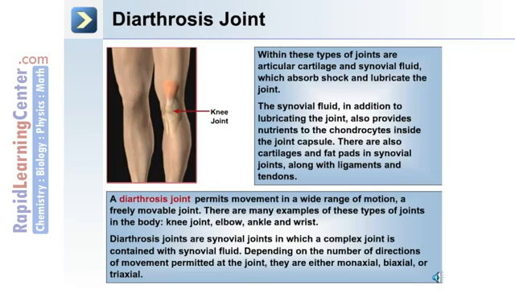Within these types of joints are articular cartilage and synovial fluid, which absorbs shock and lubricates the joint. Also, the synovial fluid provides nutrients for chondrocyte cells inside the joint capsule. There are also cartilages and fat pads in synovial joints, along with ligaments and tendons.